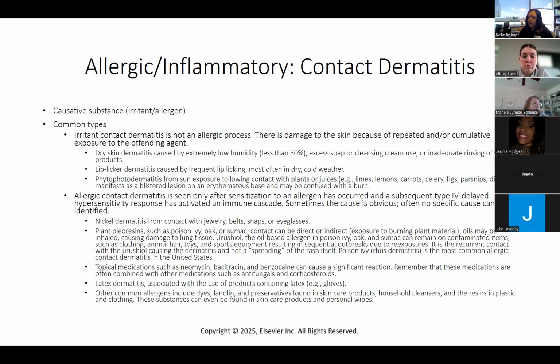Latex dermatitis is associated with use of products containing latex. Most places don't have latex gloves anymore, but you will still see them some places. Other common allergens include dyes, lanolin, and preservatives in skincare products, household cleaners, and soaps. Not as much now, but for sure when I was working inpatient at the hospital, my hands would be horrible just from washing every time you're in and out of a room. So that is common.